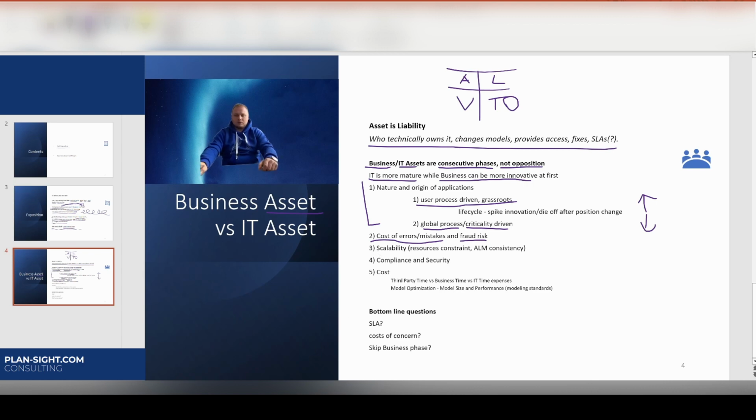Okay, so the next point is scalability. And here I'd like to talk about two angles on this point. One would be the resources constraint, and the other one is ALM, application lifecycle management. So the resources constraint. Imagine you have an application, regardless of user process driven or grassroots, or having it as a global process originating application, and you want to deploy this across geographies from North America to Australia.